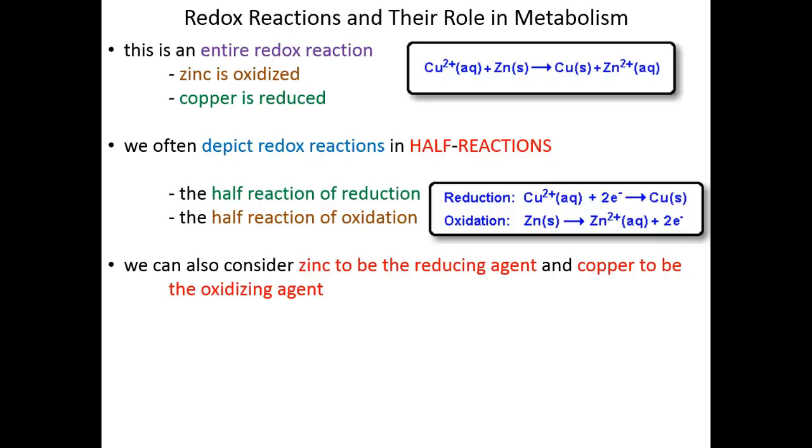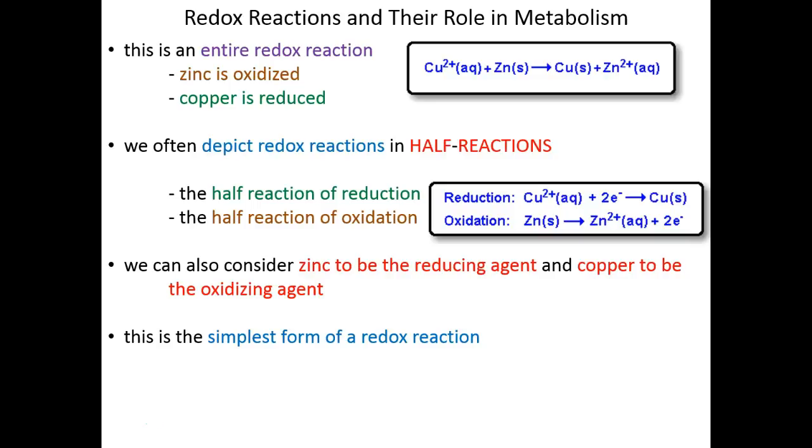If we go back to this idea of agents, we can also see that if zinc caused copper to be reduced, zinc was the reducing agent. Zinc forced its electrons upon copper. And so zinc is the reason why copper was reduced. Zinc is the reducing agent. Likewise, copper is what stole zinc's electrons. Copper caused zinc to be oxidized. So copper, in this reaction, can be thought of as the oxidizing agent.